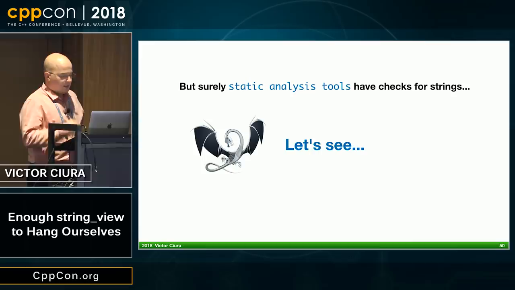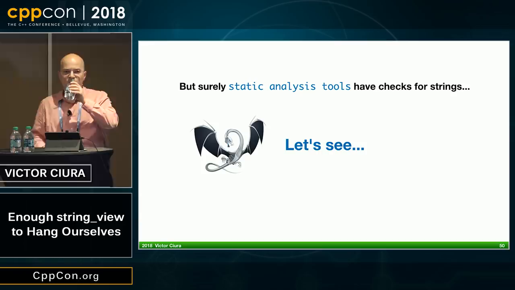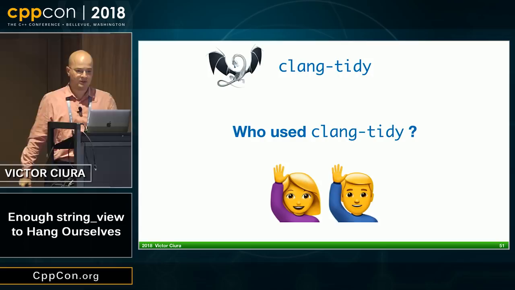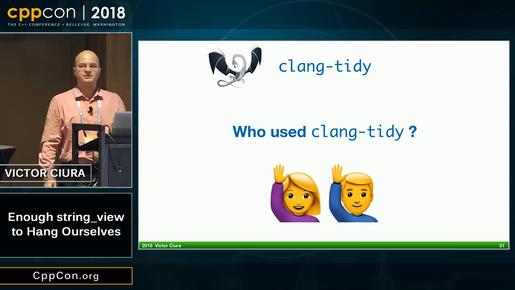So, going back to the theme of the compiler trying to help us, surely there are at least static analysis checks that would catch these kinds of situations and warn us. So, how many of you have used Clang Tidy? At least for static analysis.